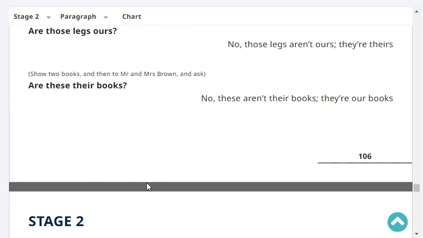Are these their books? No, those aren't their books. They're our books. Very good.